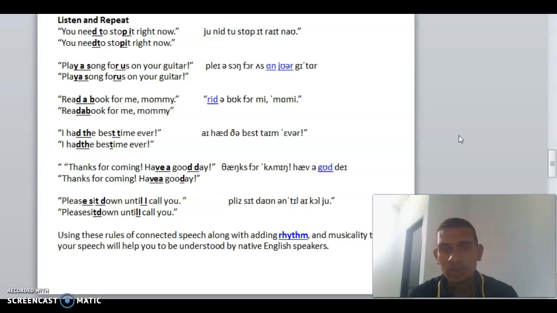Using the rules of connected speech, along with adding rhythm and musicality to speech, will help us to be understood by native speakers. It means that when you use this joining, the word linking, when we are speaking, it is much easier for other people to understand you more fluently.